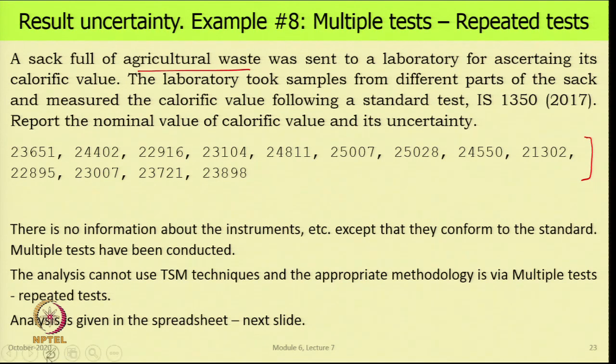Now, in this, there is no information about the instruments. We do not know what the elemental contributions, random or systematic uncertainties are. We assume the experiment has been conducted in the same way, and we also assume in this particular case that if we have a big bundle of some material, we take a sample from here, from there, from there, there could be variations from sample to sample. And that could be one of the objectives of such an experiment to begin with. But we are assuming that the sample does not vary, it is homogeneous.